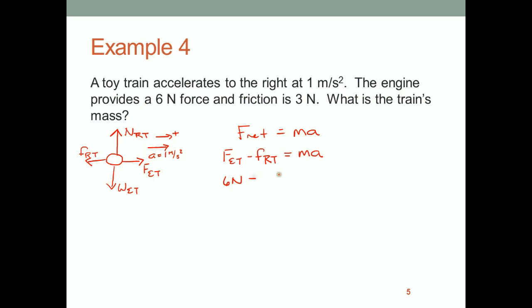Friction is 3 newtons. I don't know the mass, and the acceleration is 1 meter per second squared. The first thing I need to do is subtract, so that's 3 newtons equals the mass times 1 meter per second squared. Now I can divide out the acceleration, but dividing by 1 is trivial, so the mass is 3 kilograms.